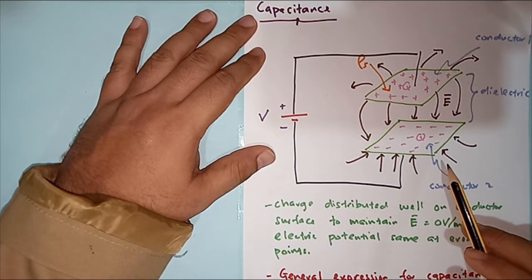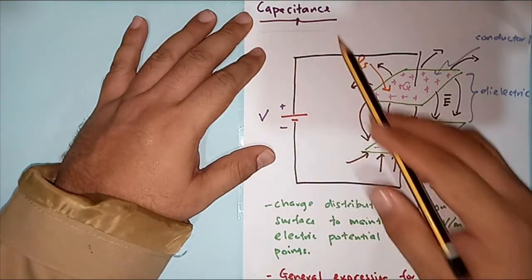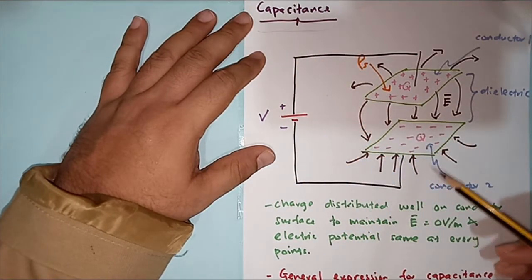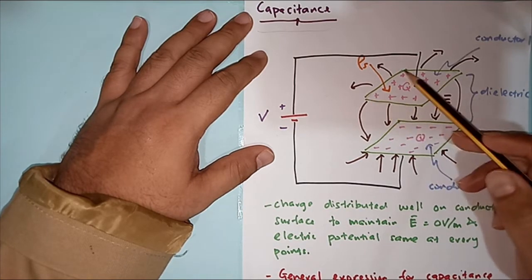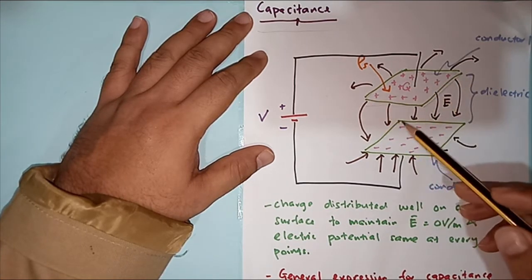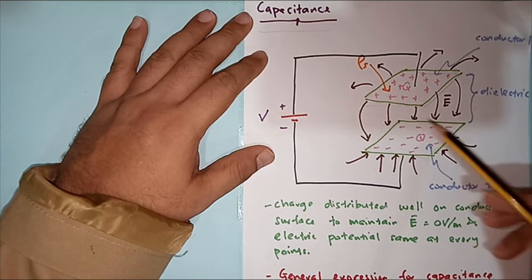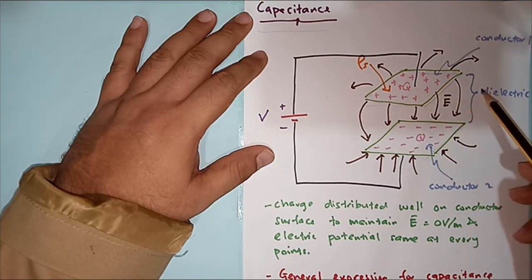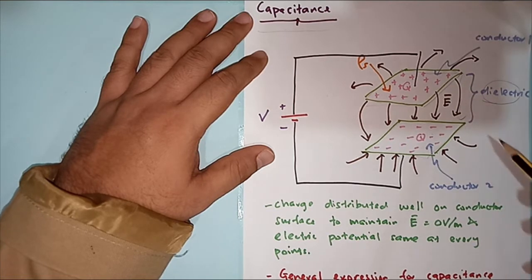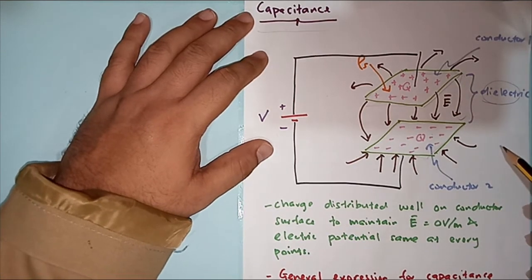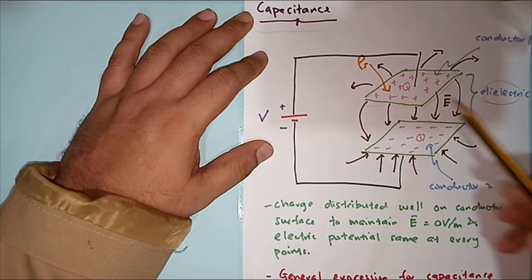In this video, I will explain about capacitance. So let's consider we have two conductor plates. This is the first conductor plate and this is the second conductor plate. The plates are separated by a dielectric with a certain thickness.